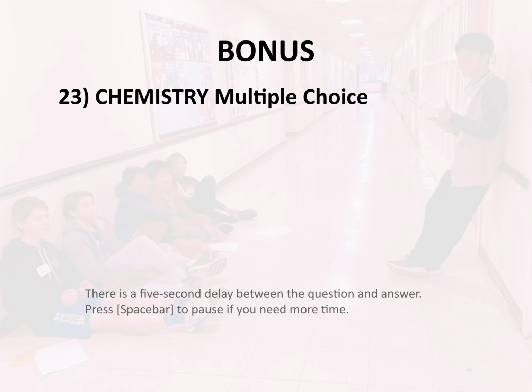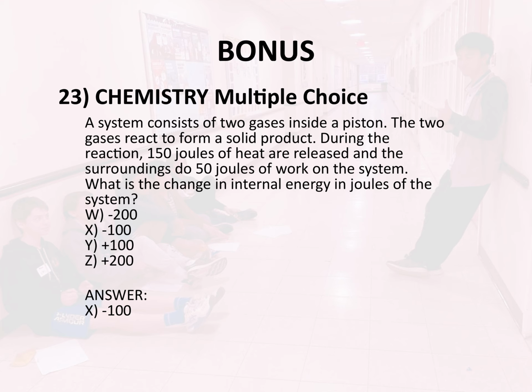Bonus 23. Chemistry. Multiple choice. A system consists of two gases inside a piston. The two gases react to form a solid product. During the reaction, 150 joules of heat are released and the surroundings do 50 joules of work on the system. What is the change in internal energy in joules of the system? W, negative 200. X, negative 100. Y, positive 100. Z, positive 200. Answer: X, negative 100.